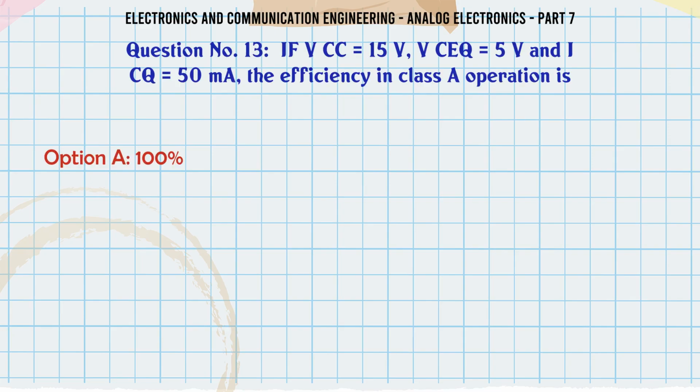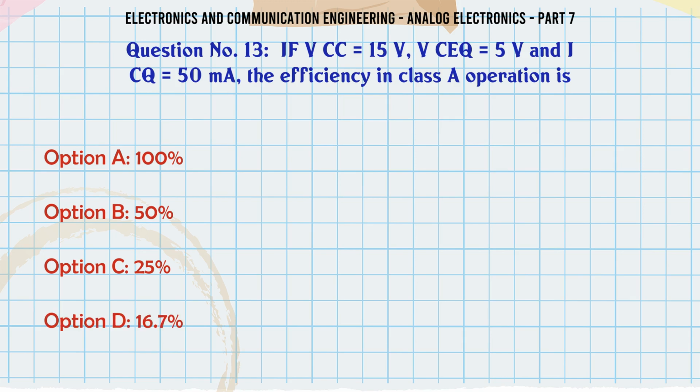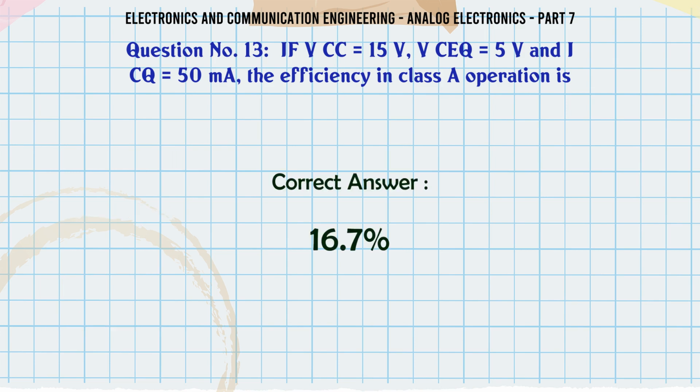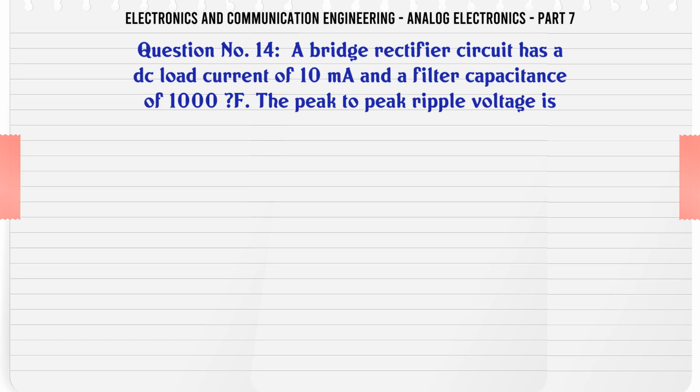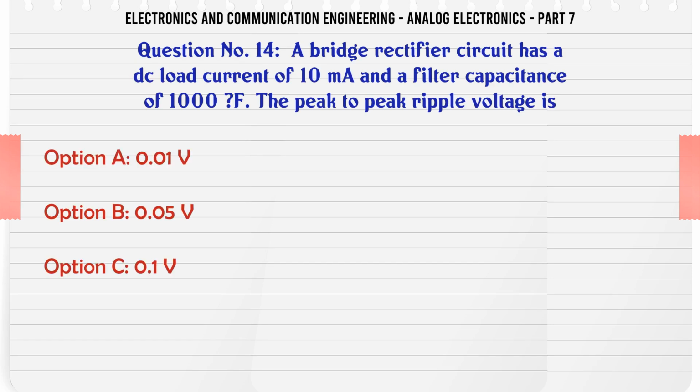If VCC 15 V, VCEQ 5 V and ICQ 50 mA, the efficiency in class A operation is A. 100, B. 50, C. 25, D. 16.7. The correct answer is 16.7.